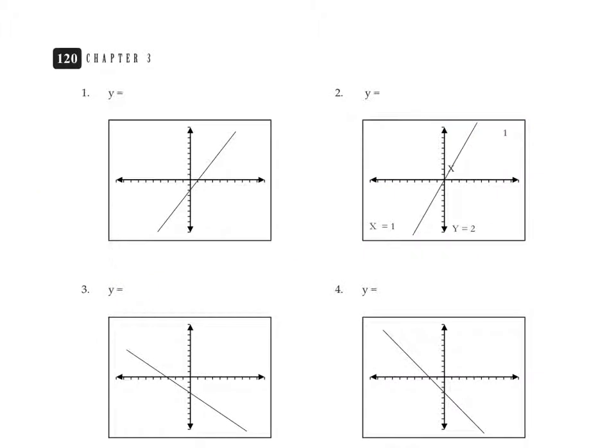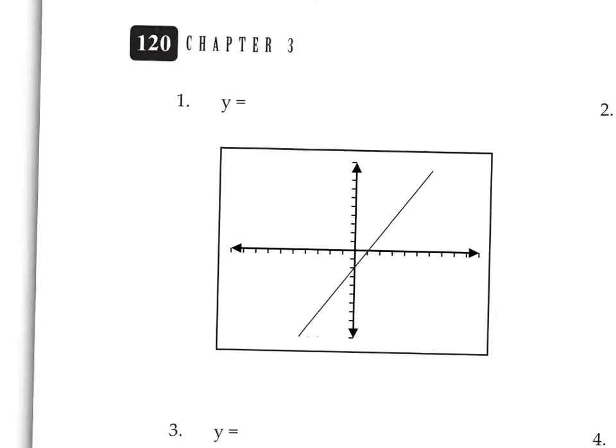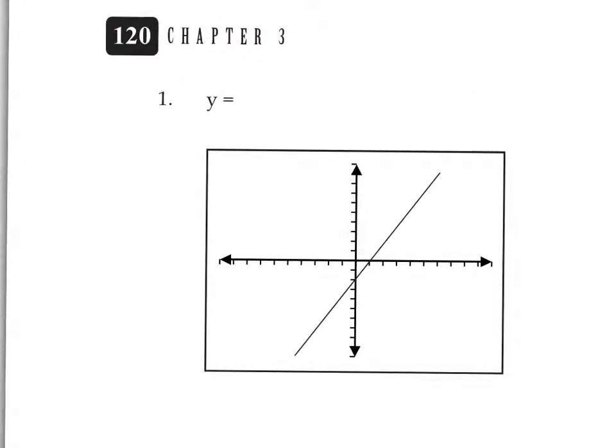Okay, on this page we're being asked to find the equations for the lines. When we do this, we put the equations in y equals mx plus b, or slope-intercept form. If you've never done this before, just be aware that the y and the x are part of the equation. The only thing you actually have to find is the slope of this line and the y-coordinate of the y-intercept, and fill those into the equation.